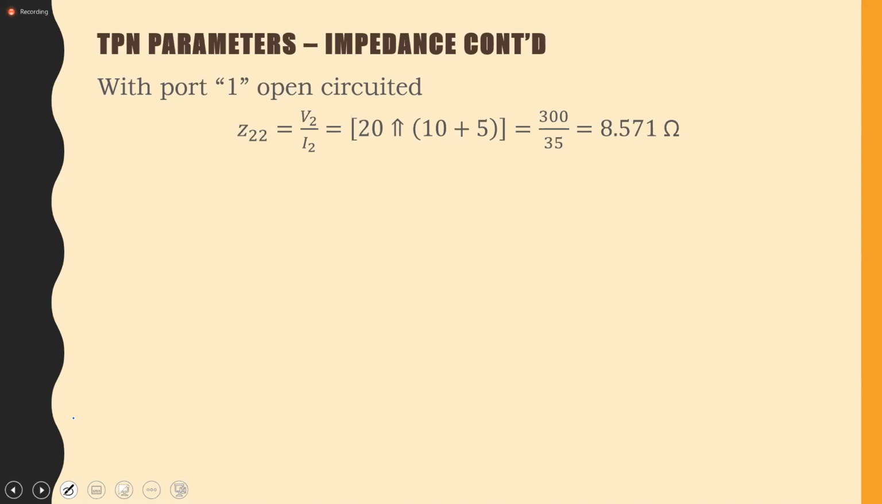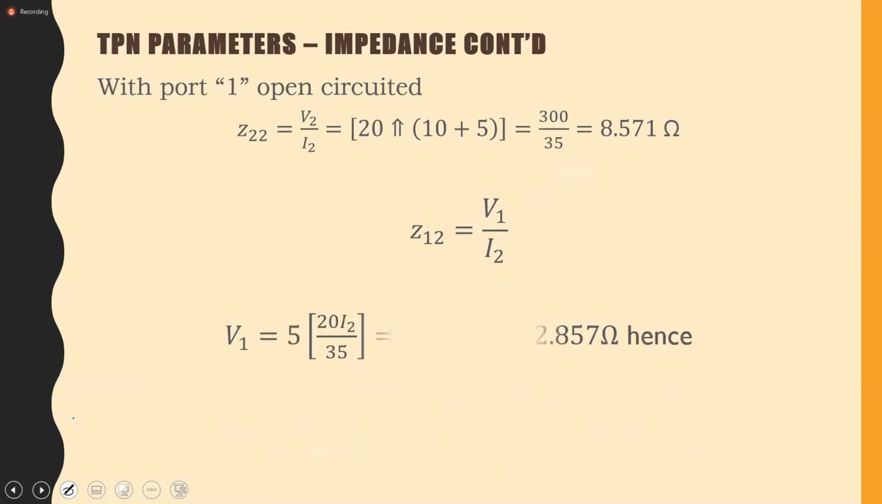And the same reasoning that I just did for Z21, I'm going to use it for Z12. So I'm going to find the voltage drop across the 5 ohm resistor in terms of I2. And if I do that, then we get 100 over 35. Again, just scratch this. All right?